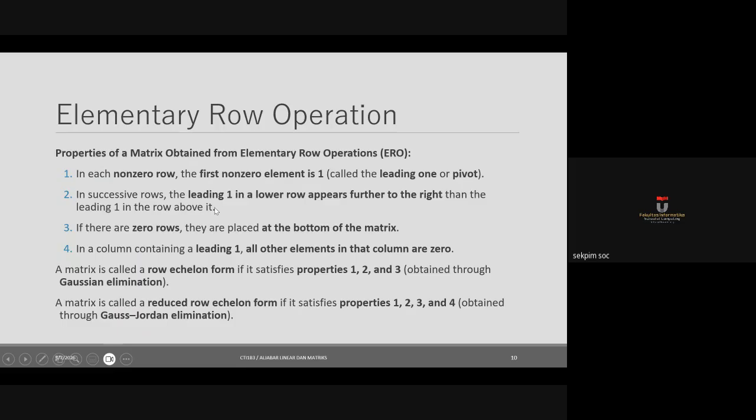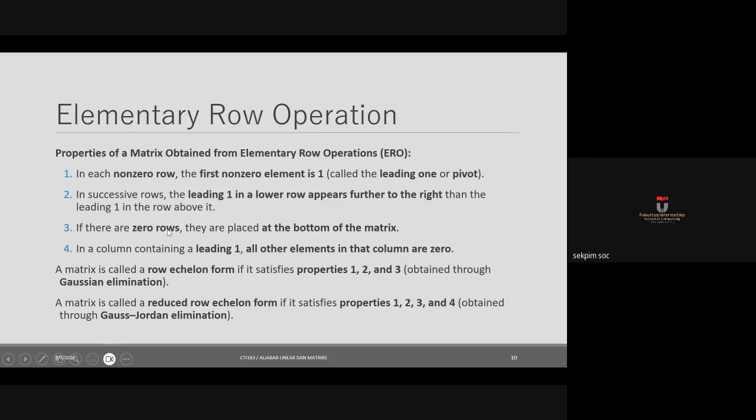Yeah, so in the row operations, what is it for? Actually, we will use elementary row operations to change the form of the matrix such that it forms what we call an echelon matrix. I'll explain it later to you.